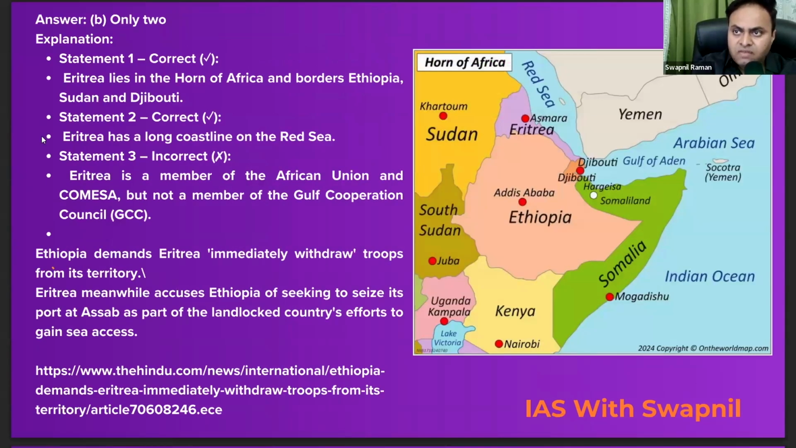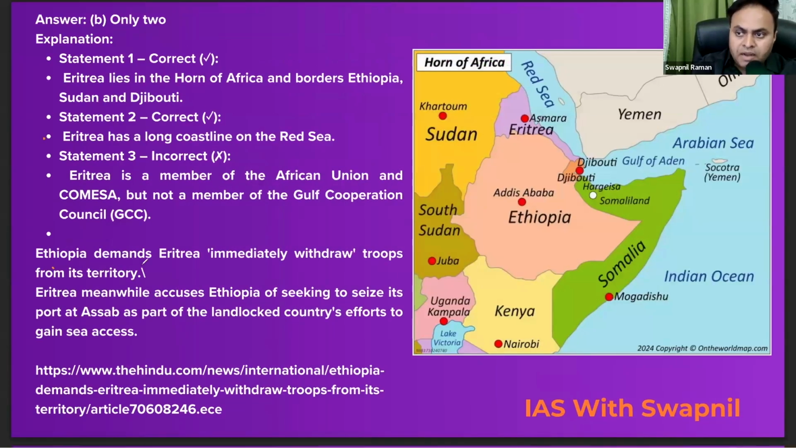First of all, look at the reason why we picked up this question. Ethiopia demands Eritrea immediately withdraw troops from its territory. And Eritrea, meanwhile, accuses Ethiopia of seeking to seize its port of Assab as part of the landlocked country's efforts to gain sea access. So do remember the port of Assab, right?